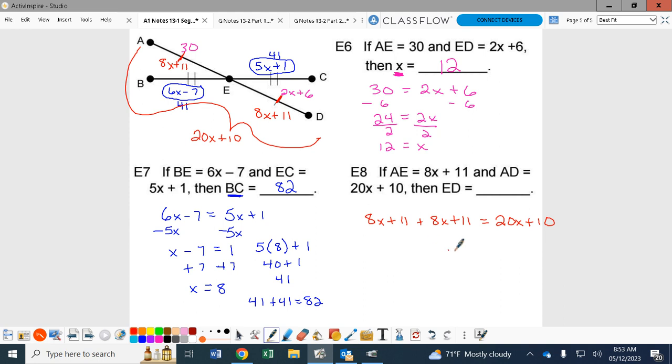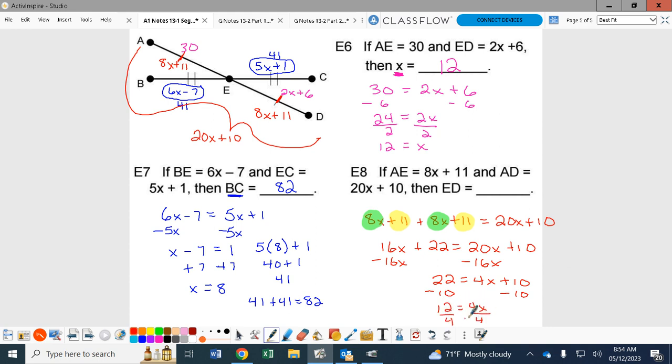Okay, guys, combine like terms. When you combine like terms, let me get my highlighter if it'll work. These two go together, and these two go together. When I do that, that's going to give me 16x plus 22 equals 20x plus 10. You're going to minus 16x from both sides. It's going to make it 22 equals 20x minus 16x would be 4x plus 10, minus 10, minus 10. It's going to make us 12 equals 4x. Divide by 4 and 3 equals x.